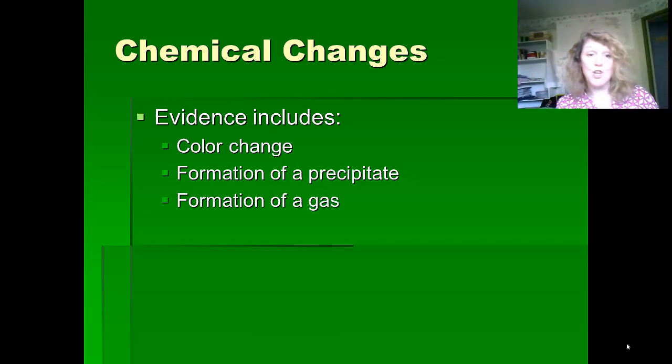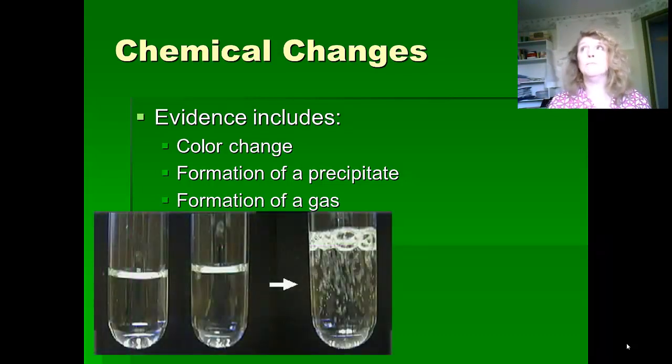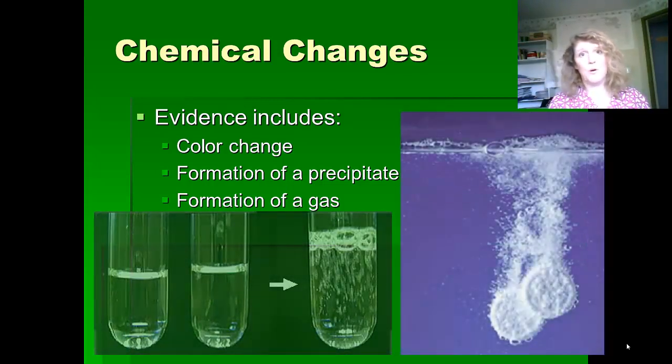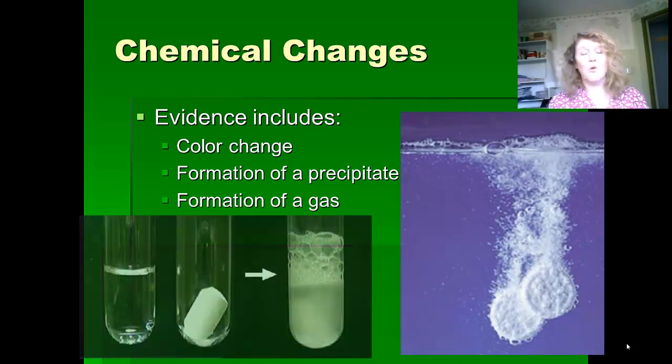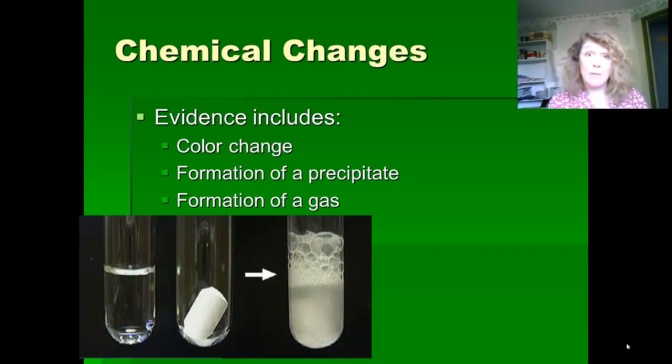Then we have formation of a gas, and this looks like bubbles. When you pour a liquid onto a solid, like if you have vinegar and you pour it onto the solid baking soda, you're going to get a whole bunch of bubbles because there's a chemical change happening right now. It is forming a gas.